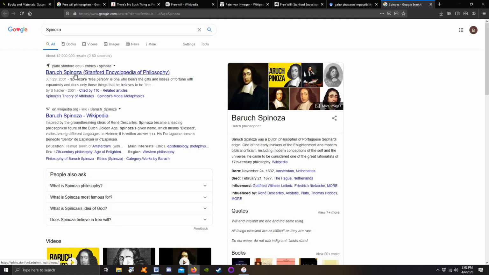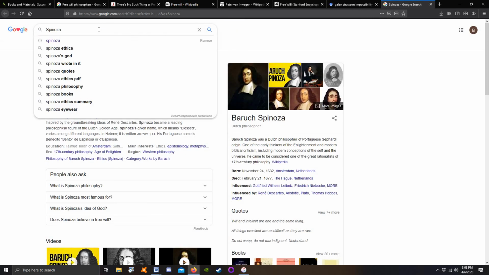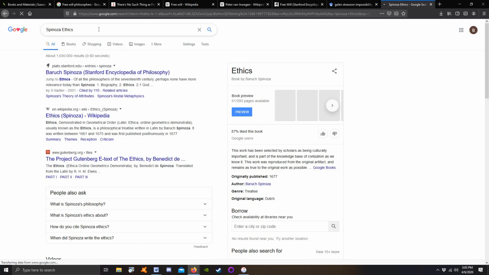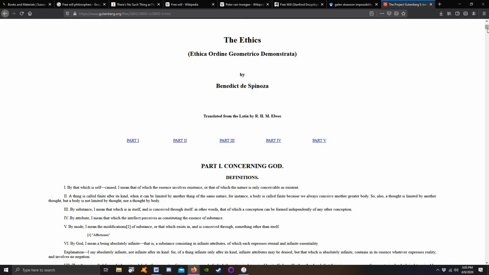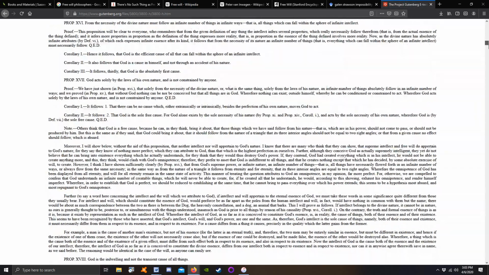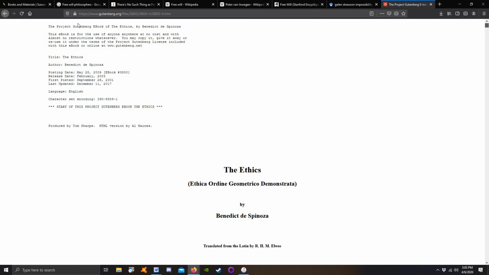So Baruch Spinoza is the writer we're thinking about. A little bit more research will find that he is a major writer and that his most major book is The Ethics. And once you type in Spinoza and the Ethics, you will find the Project Gutenberg text of the Ethics in its entirety, because it was written hundreds of years ago, so it's totally in the public domain and you can download it for free.